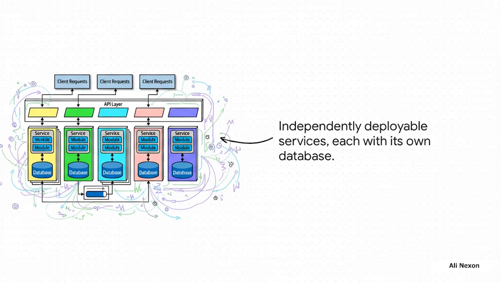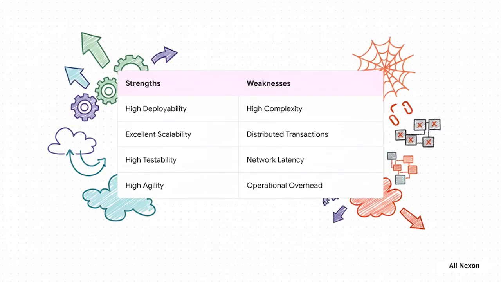But the upside is each one of these can be developed, deployed, and scaled all on its own. And the trade-offs here are pretty serious. On one hand, you gain incredible agility. Teams can push out updates to their services whenever they want. You can scale just one tiny part of the system without affecting anything else. But the price you pay for that is a massive jump in complexity.